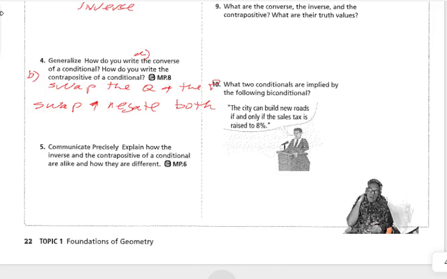Explain how the inverse and contrapositive of a conditional are alike and how they are different. Well, the inverse, pattern-wise, is not P, then not Q. The contrapositive is not Q, then not P. So with the contrapositive, you're swapping them and making them opposite. With the inverse, you've got not P, then not Q. So they're kind of like opposites of each other. They both have the nots, but they're swapping places.